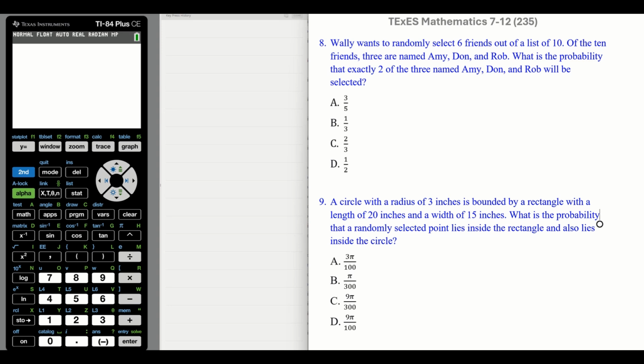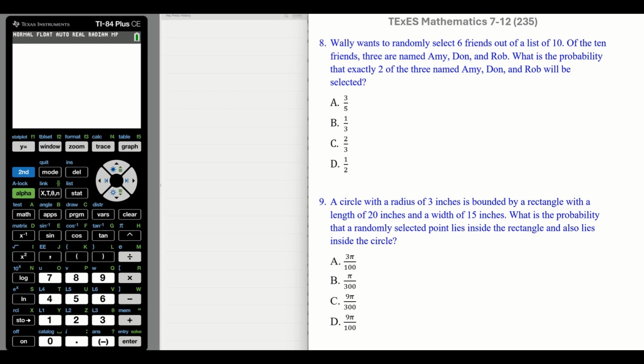Number 8. Wally wants to randomly select 6 friends out of a list of 10. Of the 10 friends, 3 are named Amy, Ron, and Bob. What is the probability that exactly 2 of the 3 named Amy, Don, and Rob will be selected?